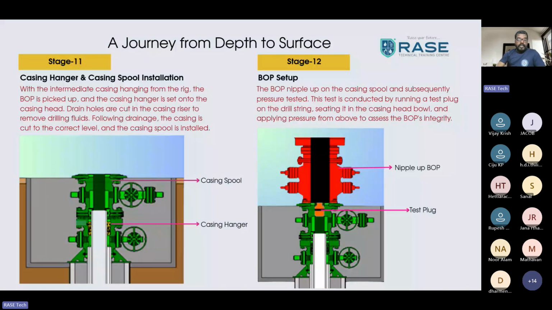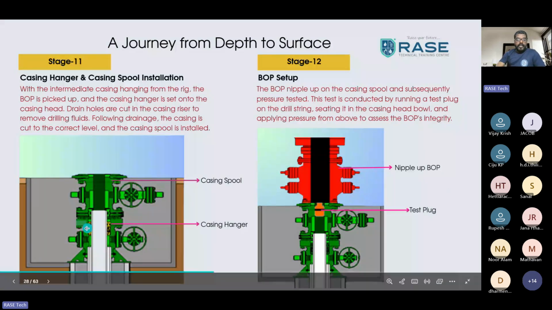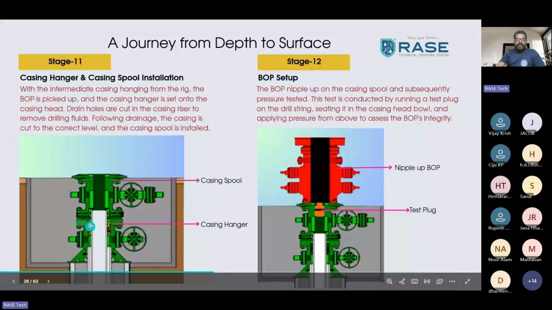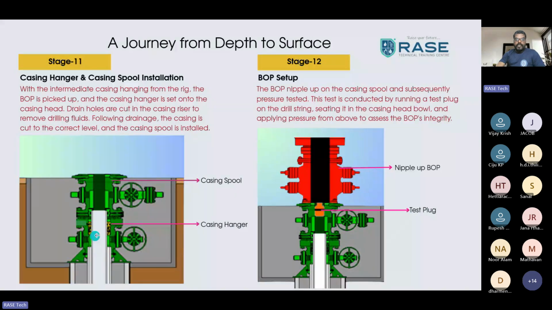You can see the casing hanger installed here. This hanger is holding your intermediate casing. You can see the hanger is set up here with intermediate casing. So your surface casing top, your bowl, casing head housing. Inside the casing head housing, we will insert your casing hanger.